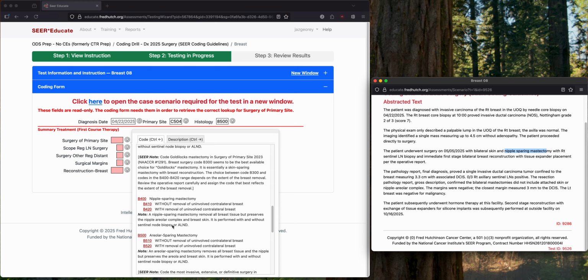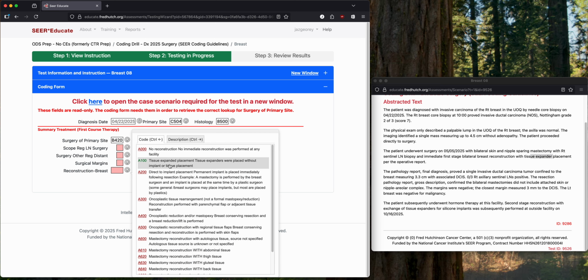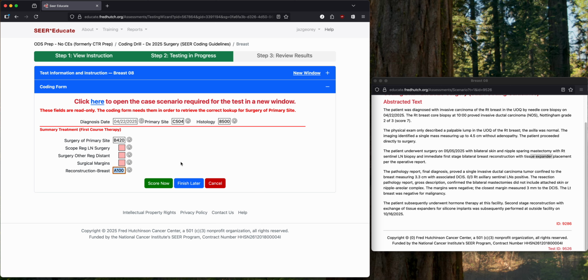Okay, I'm going to go with B400, and it was a bilateral, so it was both. The diagnosis is right, but they did both, so it's with removal. This one, and then there was something about reconstruction with tissue expanders. This one, tissue expander placement. Something about margins. Path report.